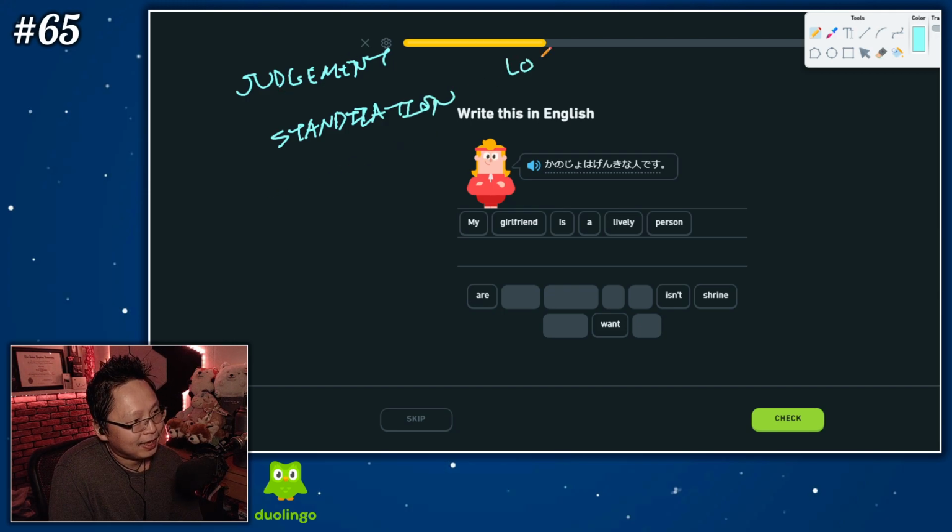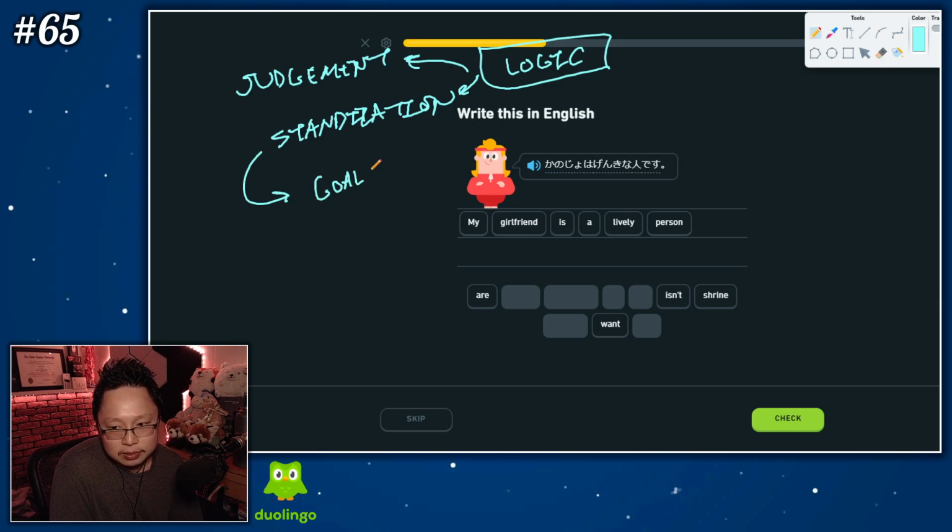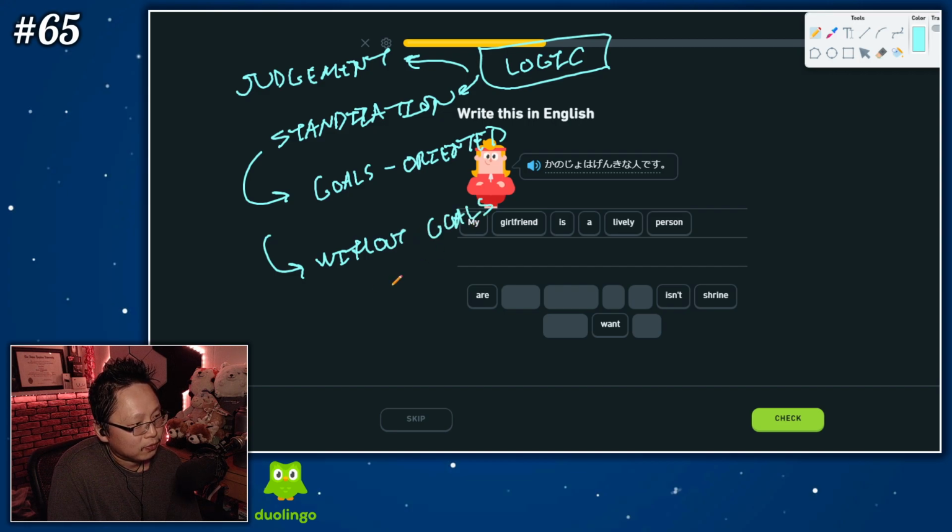Right? This is logic. I'm obviously applying logic now, as opposed to philosophy or anything. In order to judge something, you need a standard. So where do you get standards? Goals. They have to be goal-oriented to have standards. If you ask someone without goals, their first question is, why does it matter?